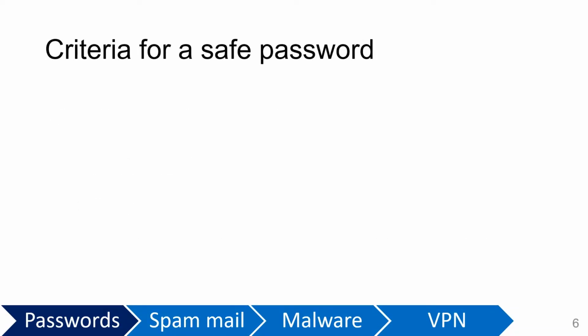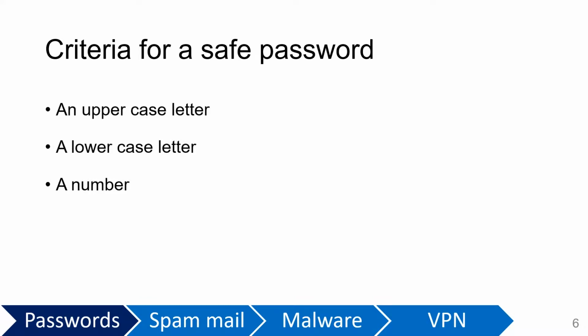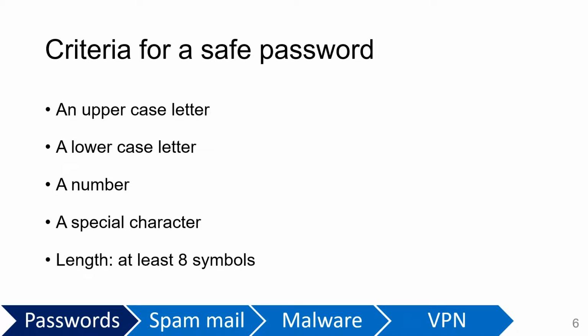Criteria for a secure password. A secure password needs to meet certain criteria. It should contain uppercase and lowercase letters, numbers, as well as special characters. Furthermore, it is essential that the password has an appropriate length. A secure password is a password which contains at least 8 symbols and meets the criteria mentioned above. The reason is that you most certainly would not be able to remember a cryptographic password.